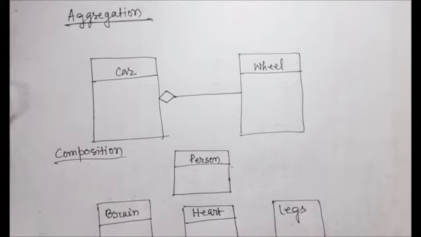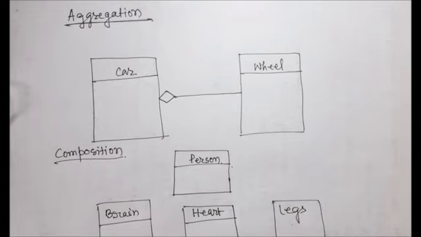So, composition is a part of aggregation, we already know the aggregation, and I want to say that if the composite is discarded, then its parts get deleted, right. So, it exists between similar objects. In this example, the relationship is between the person class and the brain class, heart class and leg class. If the person is destroyed, then brain, heart and leg will also be discarded.